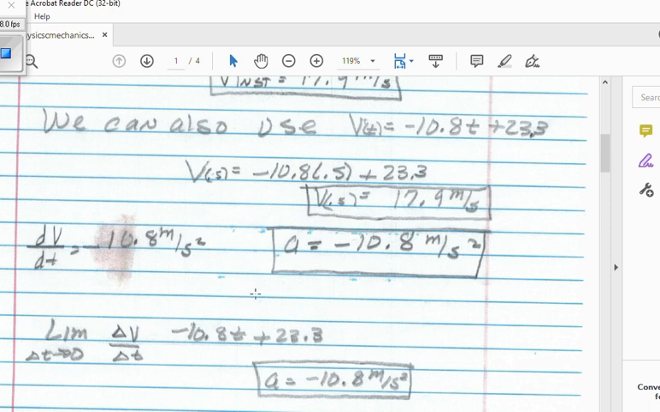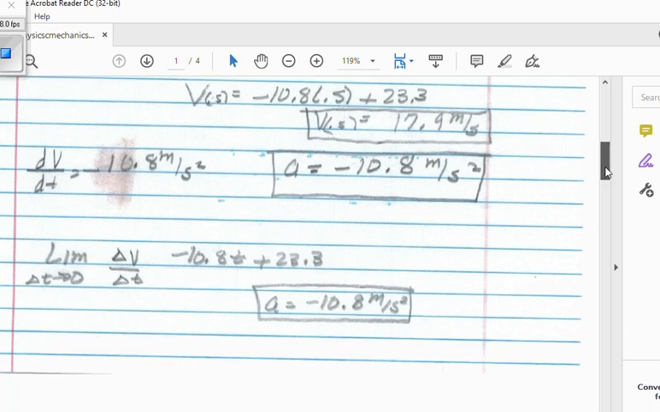Or again, you can think of it as finding the slope of the tangent line to the graph. So the limit of delta v over delta t of our velocity equation as delta t approaches 0. And the acceleration is negative 10.8 meters per second squared. Now, the instantaneous acceleration happens to be constant everywhere. Let's take a look at our graphs just to reinforce this concept.